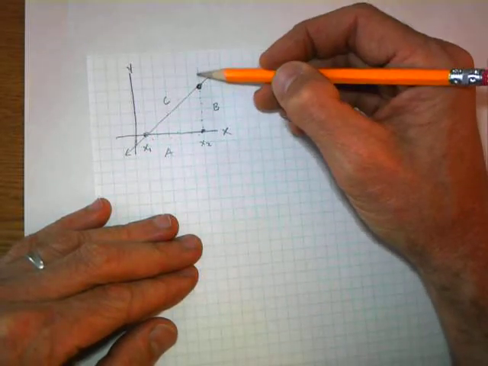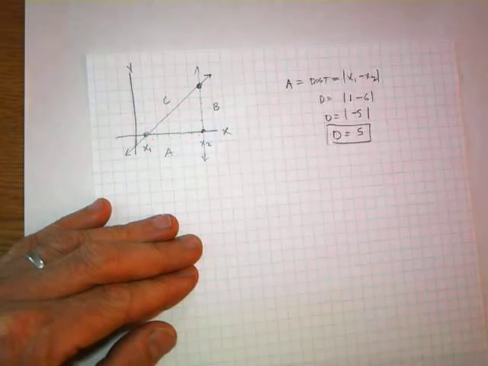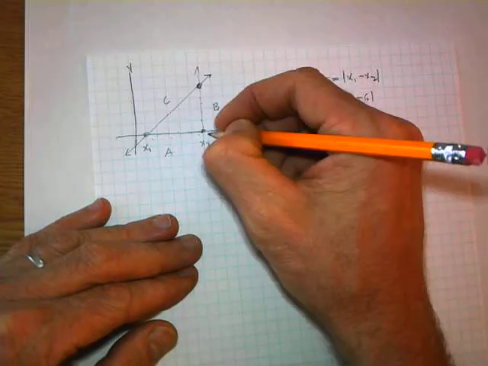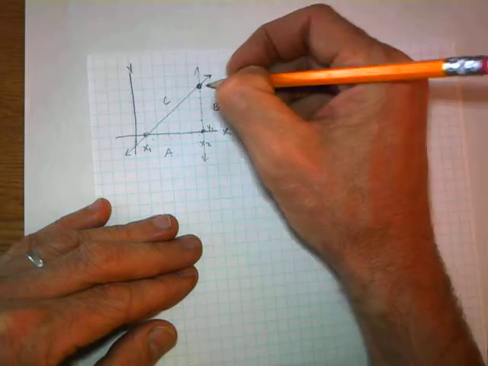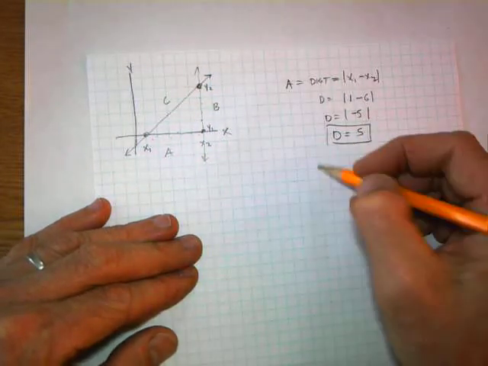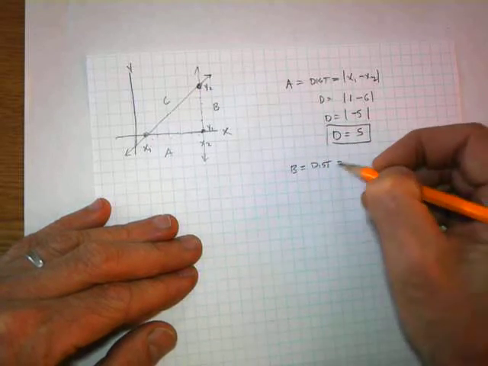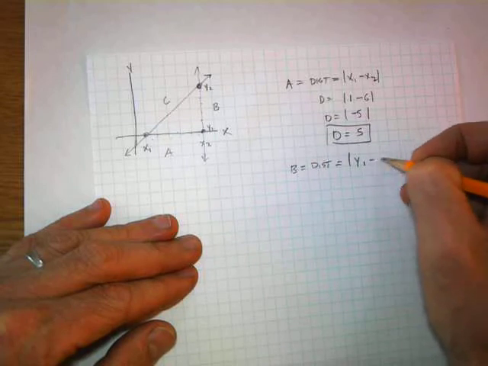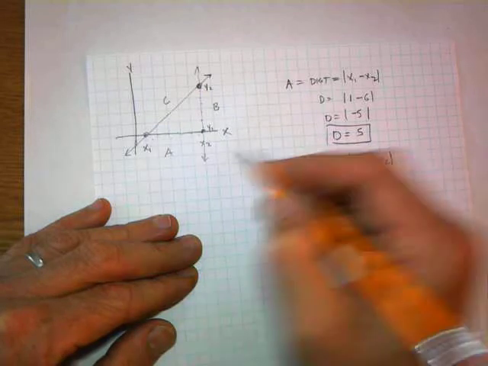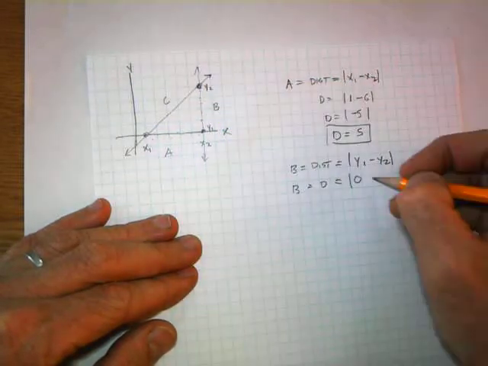Now, what about for this one? Now we're going to do this in the y direction. What is the length of y? Alright, the length of y is, well, it's y. We're going to call this y1, and we're going to call this y2. So here we go. B is going to be the distance in the y direction. It is going to be y1 minus y2. B is the distance. y1 is 0. y2 is 1, 2, 3, 4.